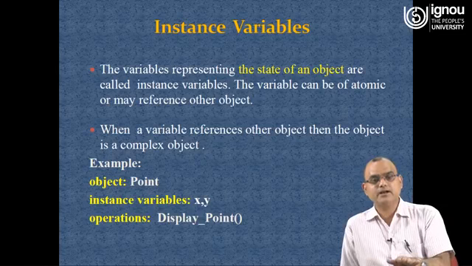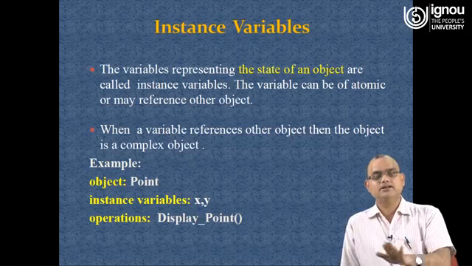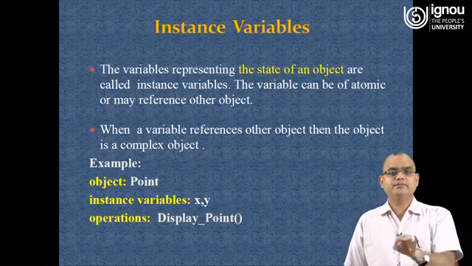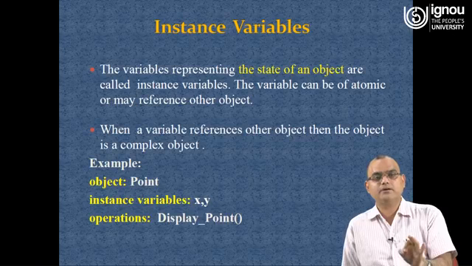Here I have identified two instance variables, x and y, that is the x and y coordinate, and one operation, that is display point. It means if I call the display point method, I will be in a position to display the location of that particular point.